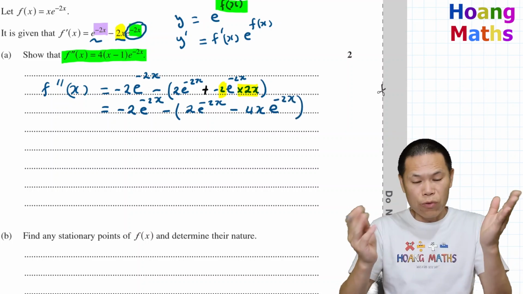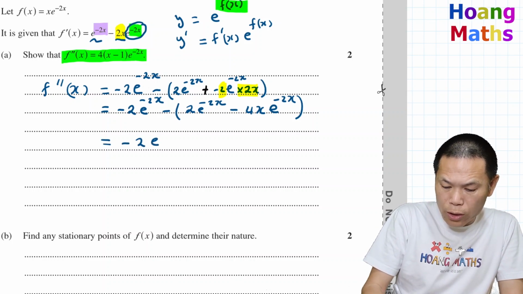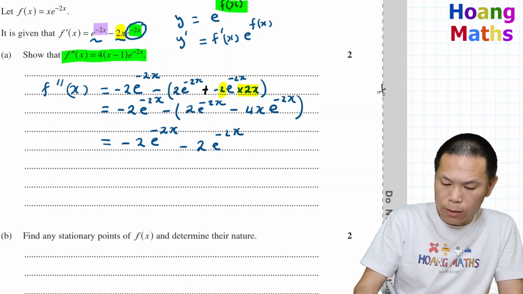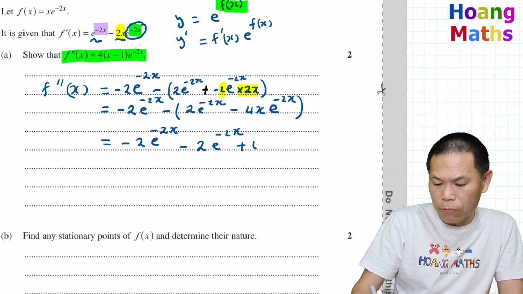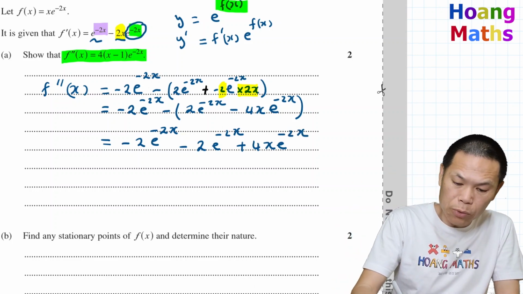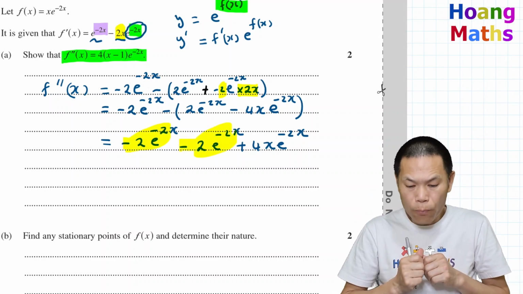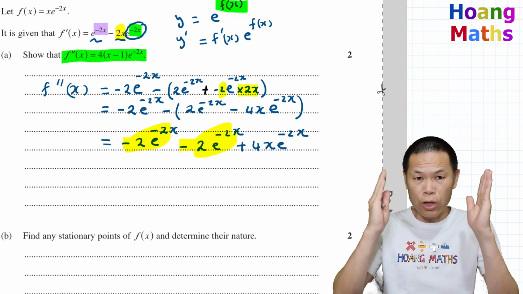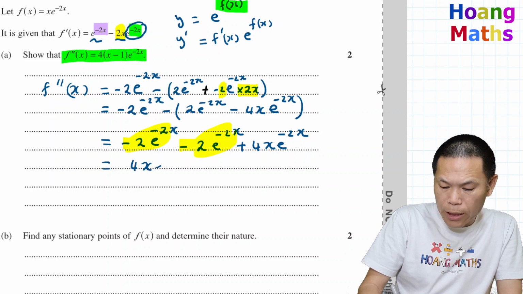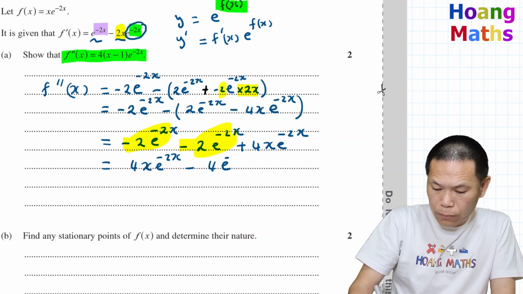So now what I do, I just remove the brackets. So that will give me negative 2 e to the negative 2x minus 2 e to the negative 2x, and negative times negative gives you a positive. So plus 4x e to the negative 2x. So what I do now is I just collect like terms. So these are like terms. So that will give me negative 4 e to the negative 2x. So I'm just going to write positive first. So that becomes 4x e to the negative 2x and minus 4 e to the negative 2x.